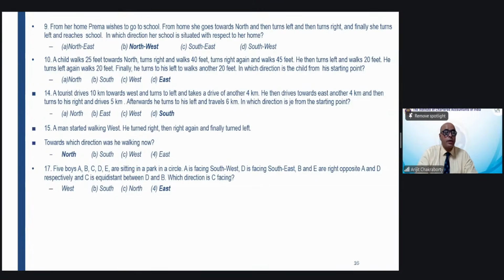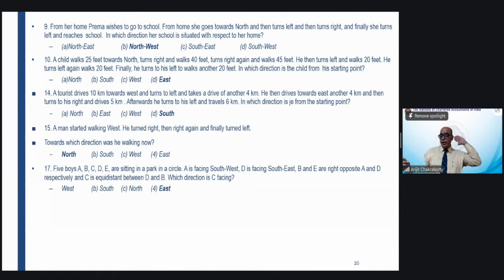B and E are right opposite to A and D respectively. That is, B is opposite to A. B is sitting opposite A. That means A is facing southwest, so B is basically facing northeast. And E is opposite to D, so E is facing northwest. C is equidistant between D and B. Both D and B, C is equidistant from them.